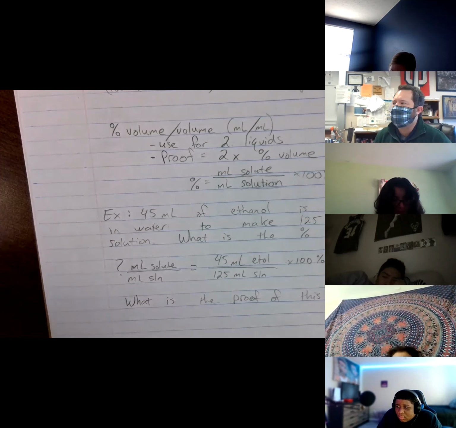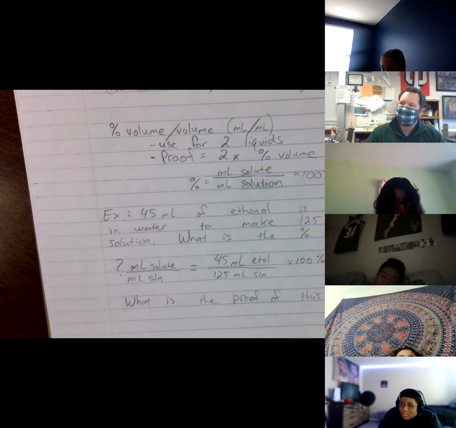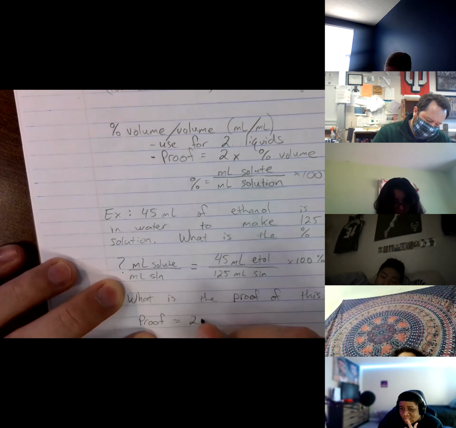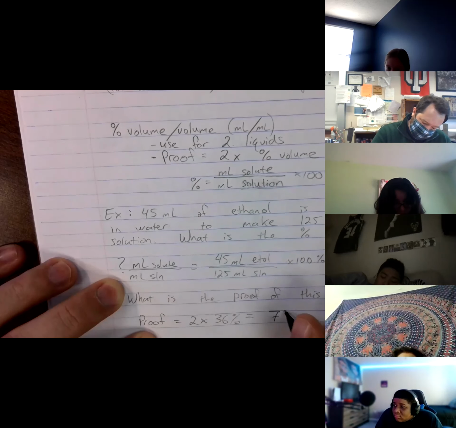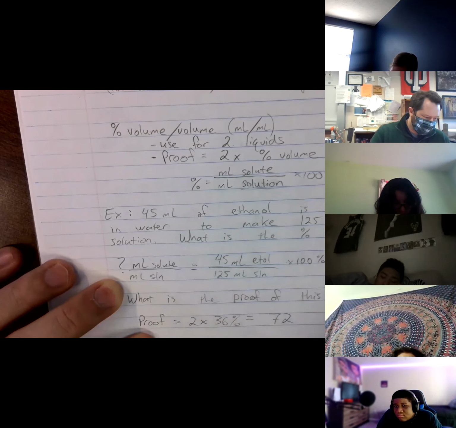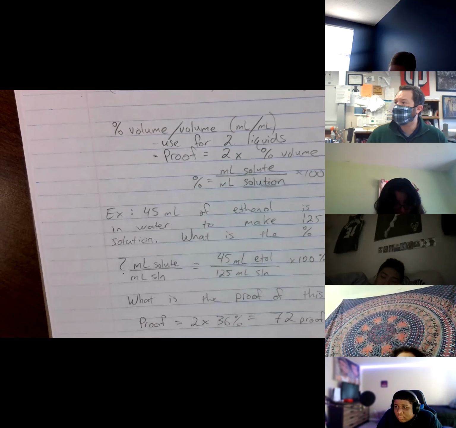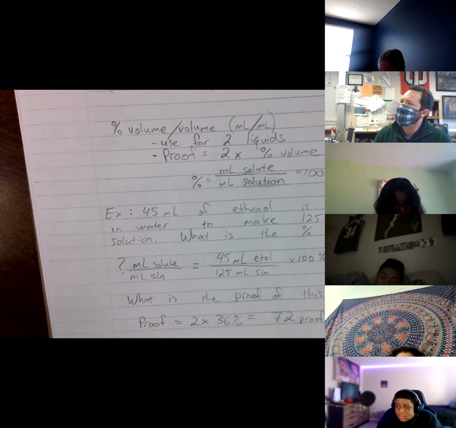And for whatever reason, I have no idea, but for whatever reason, we measure alcohol in proof. But that's really simple. 2 times our 36%. All right, I need my calculator for that. 72 proof. And why do we do that? Probably because people are silly and see the 72 and think they're getting more than what they would be with 36, even though they're the exact same. Silly people.